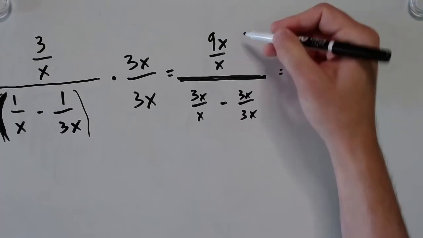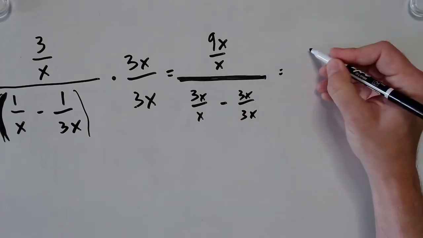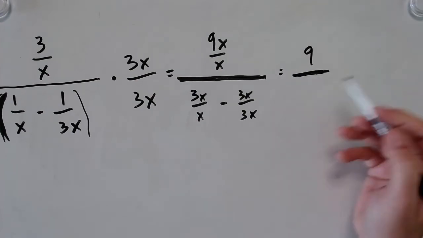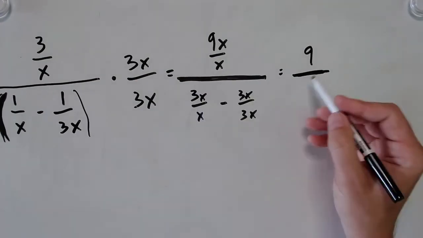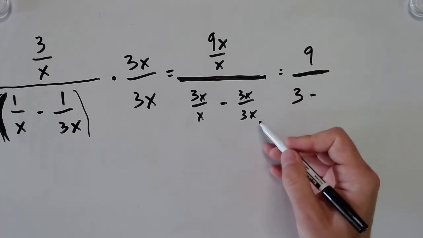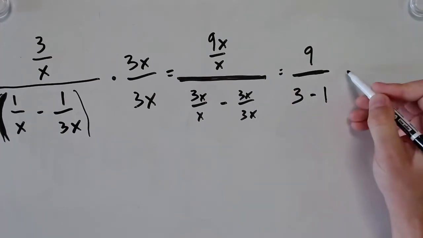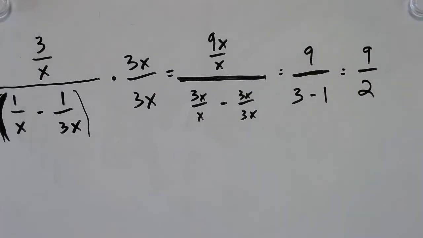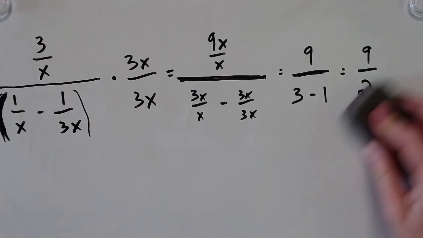So 9x over x. Well, that is 9. And fat bar. 3x over x is 3. And 3x over 3x is 1. We'll end up with 9 over 2. And we are once again cleaning this off to make room for the next problem.